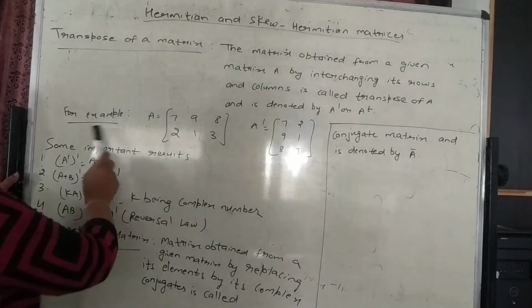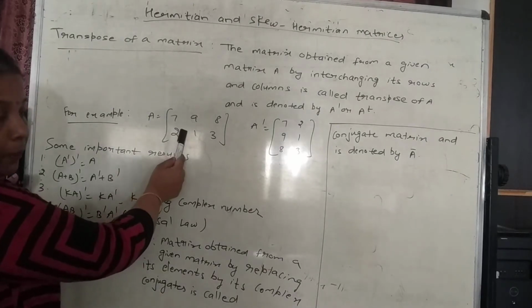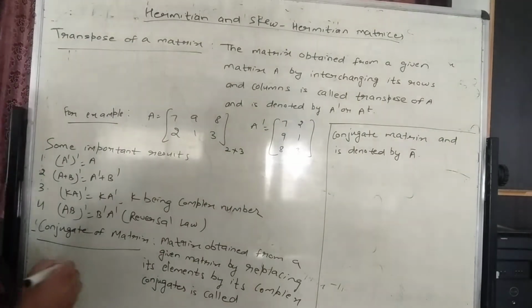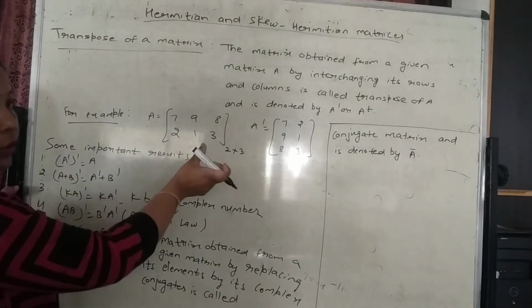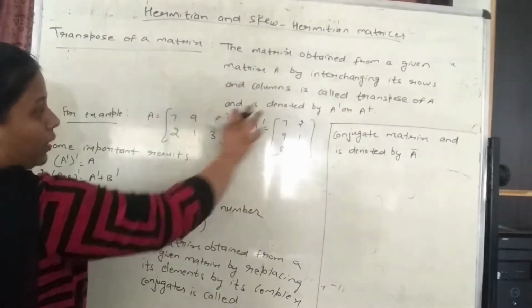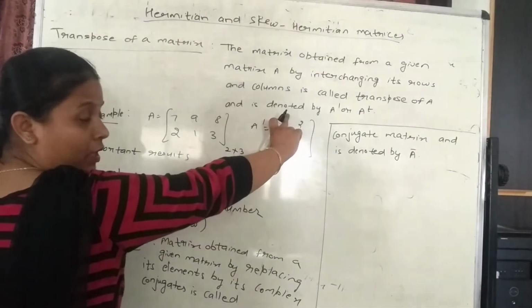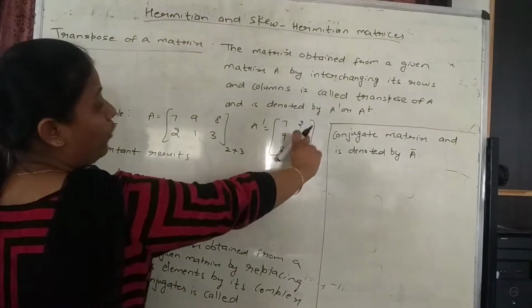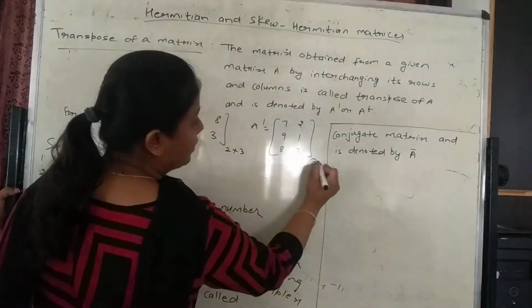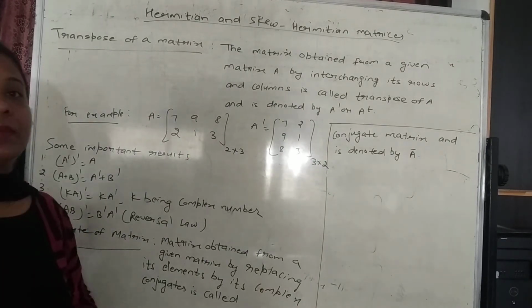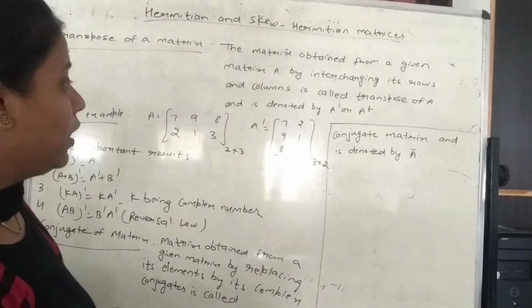Now see an example. For example, we have a matrix A. Here it is a matrix of 2 cross 3 order. When we interchange its rows and columns, its first row, 7, 9, 8, becomes the first column, and the second row, 2, 1, 3, becomes the second column. So the order of this matrix is 3 cross 2. So when we have interchanged the rows and columns, it is called the transpose of a matrix.